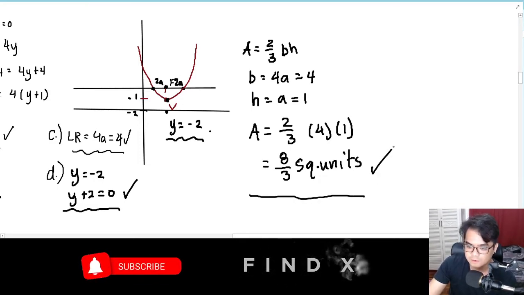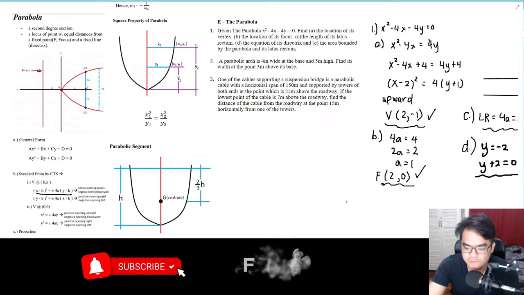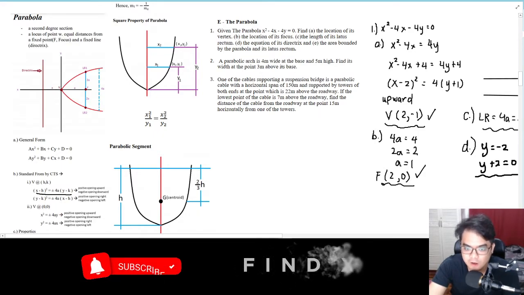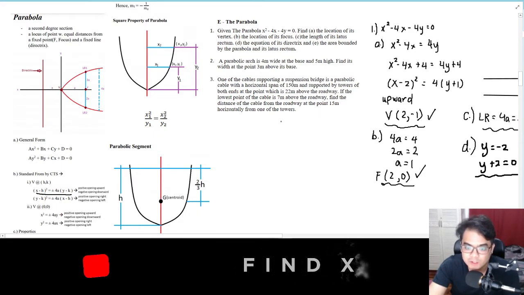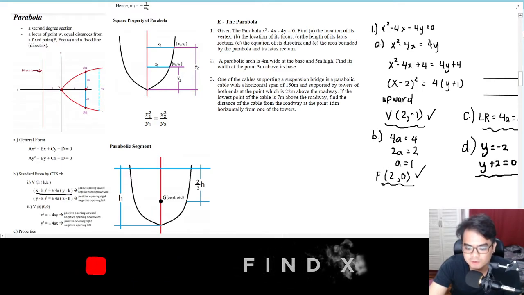Okay, so that's it for number 1. Let's move on to the next number. Okay, so we have the second problem for the parabola, which is a parabolic arc is 4 meters wide at the base and 5 meters high. So we have 4 and 5, 4 wide, 5 high. Find its width at the point 3 meters above its base.